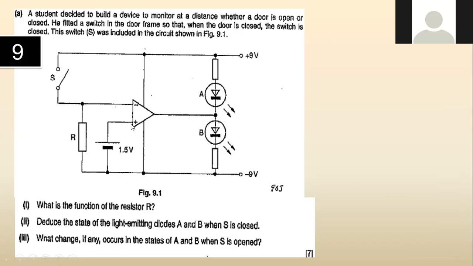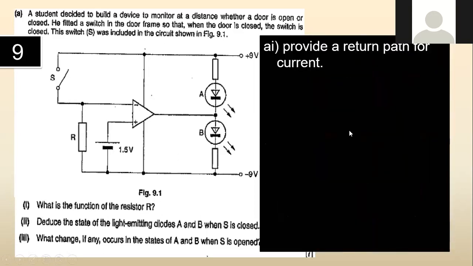Function of R, remember, there's an impedance here, input impedance. So you want to have a closed circuit there. When this is open, you have to have a closed circuit there. Then you can decide these two, which one will light up. Right? Provide a return path for the current.